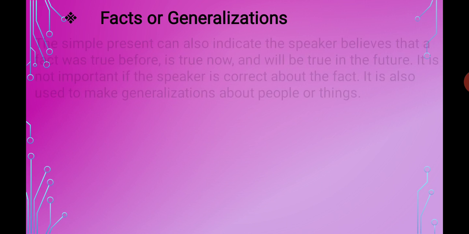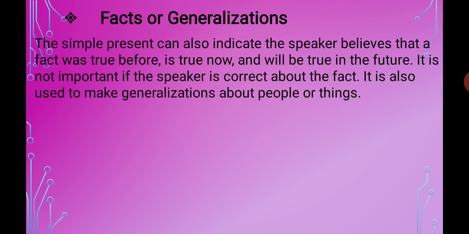The next use, facts and generalizations. What are facts? Facts means common truths. The simple present tense can also indicate that the speaker believes that a fact was true before, is true now, and will be true in the future. It is not important if the speaker is correct about the fact. It is also used to make generalizations about people or things.